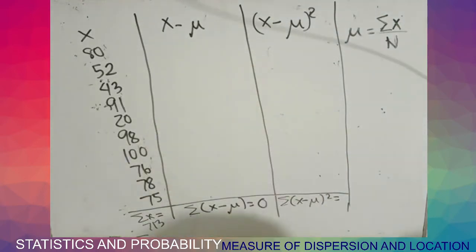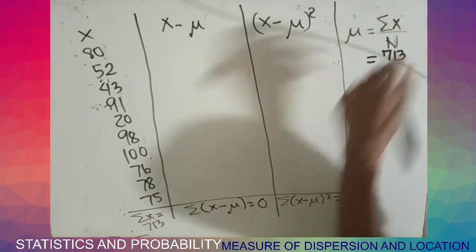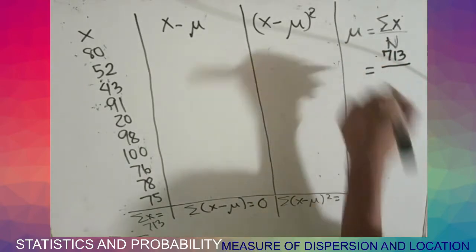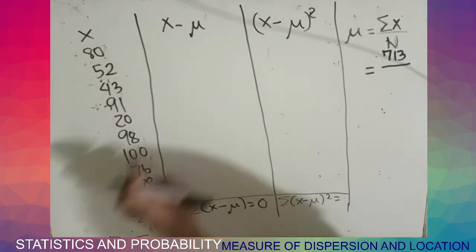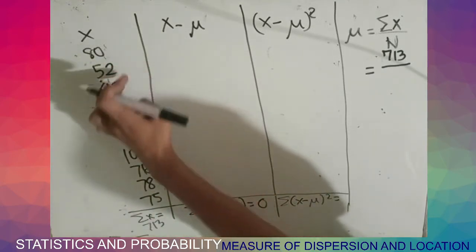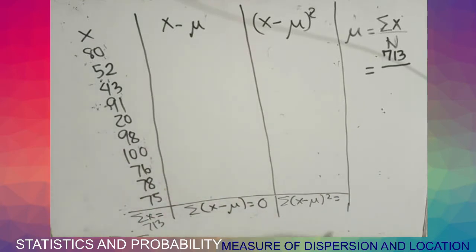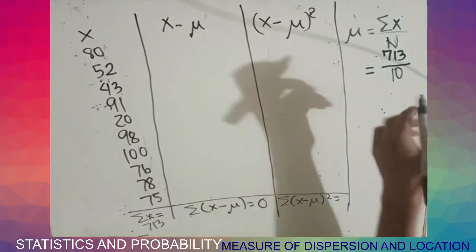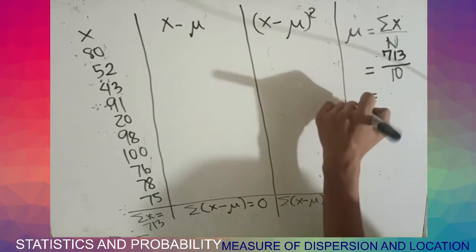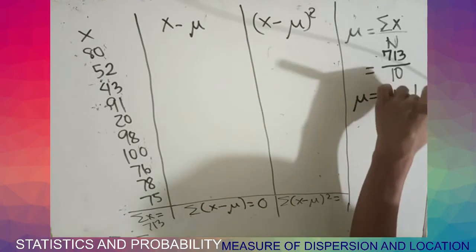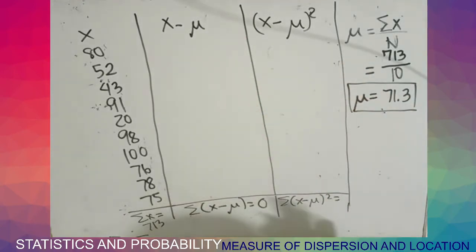Okay. So, the value of summation of x is 713. Yung sum natin kanina. Then, yung magiging value ng n natin, nga pala, is yung ating total number of x natin. So, 1, 2, 3, 4, 5, 6, 7, 8, 9, 10. Okay, meron tayong 10. So, 10 yung ating n. So, 713 divided by 10, ang sagot ay 71.3 po. So, ito yung sagot natin for this population mean.